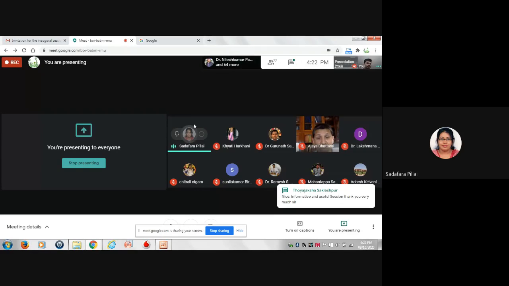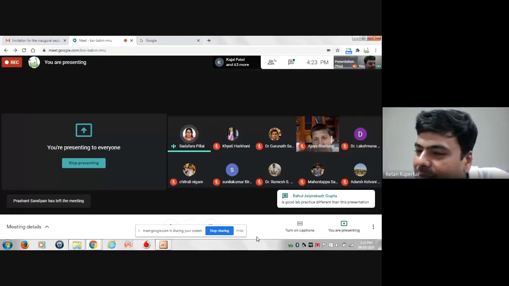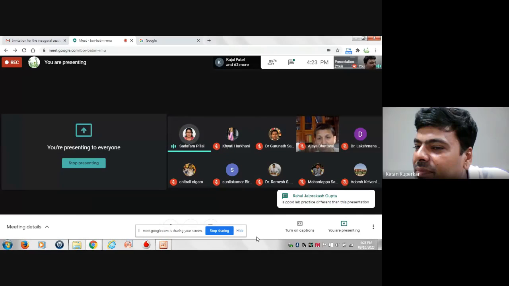I think the session was so informative in itself that there are no doubts, Dr. Ketan. Your explanation was so good that all the participants have enjoyed it a lot and they are totally clear about the topic now, so they don't have any question. There was one question that I saw by Dr. Ramesh Muladi, that a fire extinguisher is required in the lab.